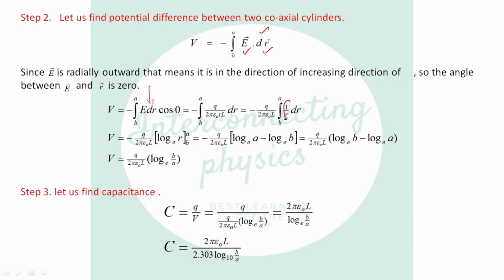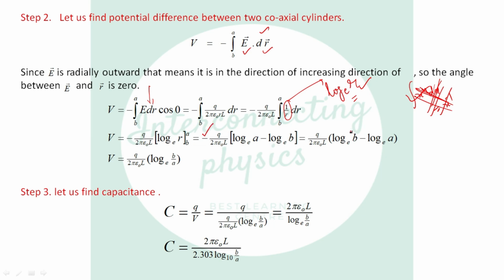And what is the integration of 1 over r? It is log to the base e of r. Don't write the formula x raised to power minus 1 here; this formula is not used here. Here the integration of 1 over r is log e r. So put the upper limit, log a minus log b, the lower limit, and if you convert this into minus, then log b minus log a. So minus minus will be plus.